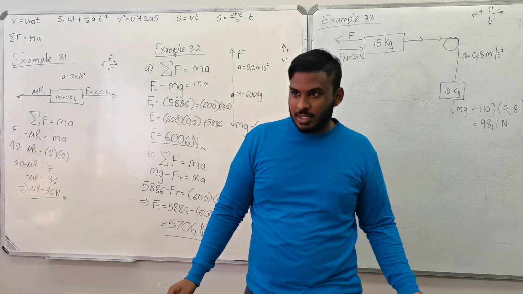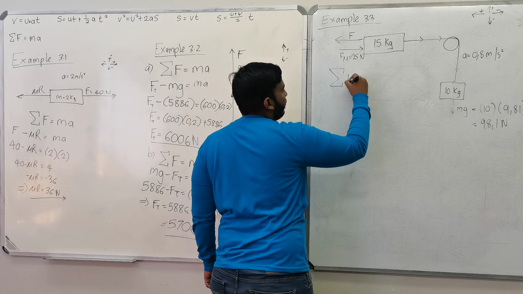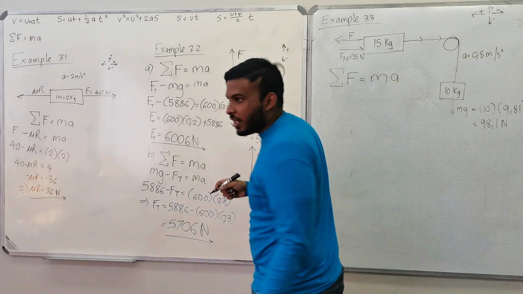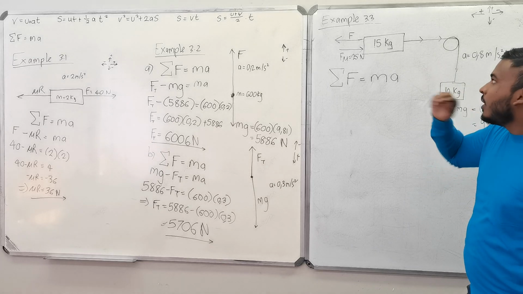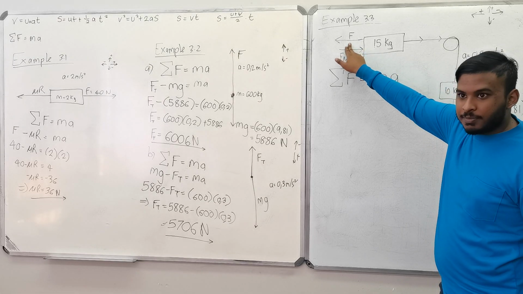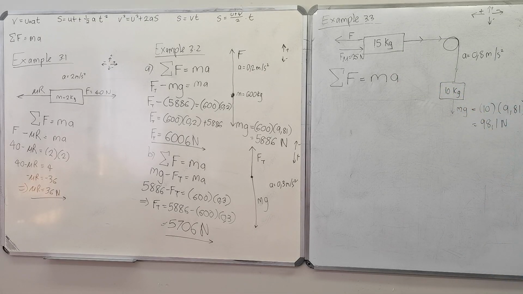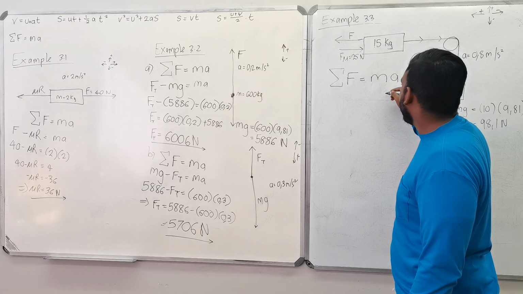Let's calculate it. Newton's second law states that the sum of the forces acting on the object is equal to the mass times the acceleration. Remember something: when this force is being applied, this object and this object are going to accelerate at the same constant acceleration.